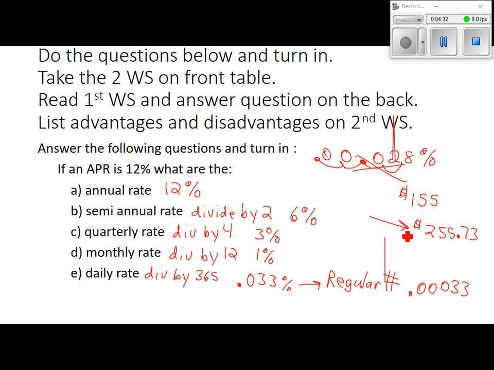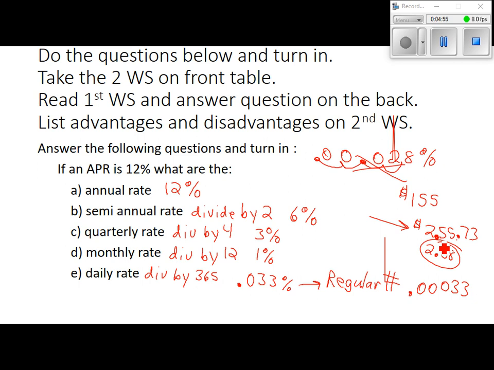Probably what happened here is he got his decimal in the wrong spot. Instead of there, it probably should have been right there. Would it make more sense that he pays $2.58 in interest this month? That would make a whole lot more sense than the $255. Make sure that your answers make sense.